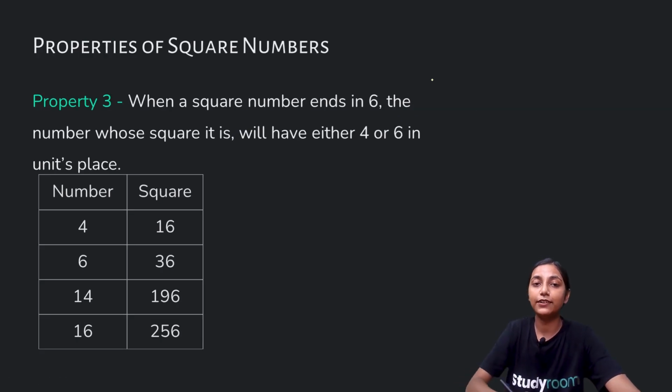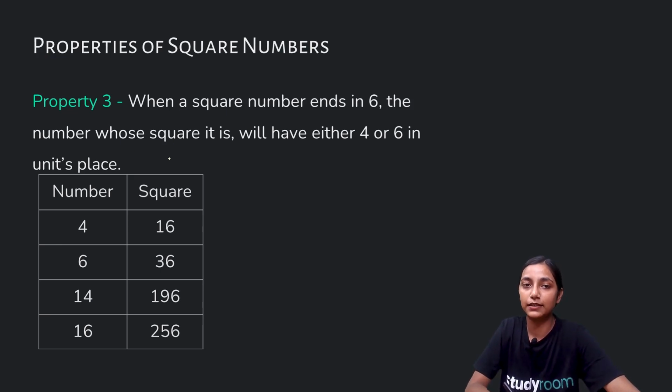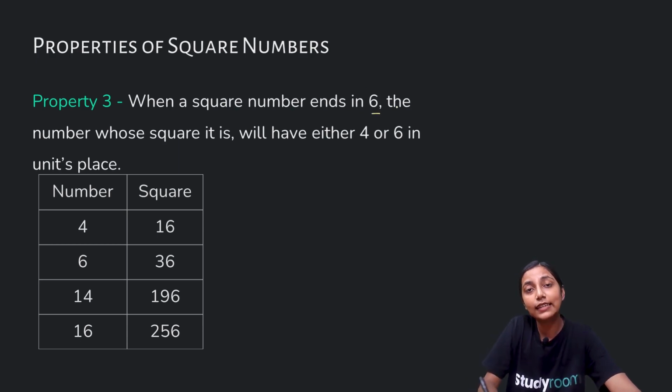Next is property number 3. Property 3 for square numbers is that when a square number ends in 6, then the number whose square it is will have either 4 or 6 in its unit place. It's just the opposite, the vice versa of the previous one, as now it's written about the square number ending with this digit. You can see this from this example.